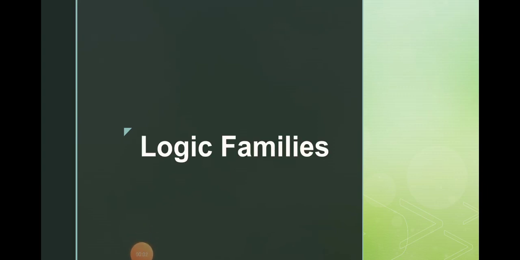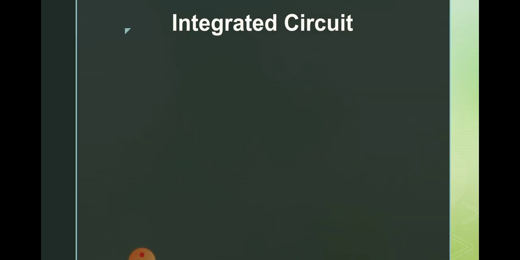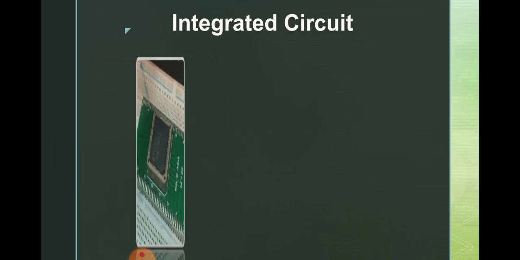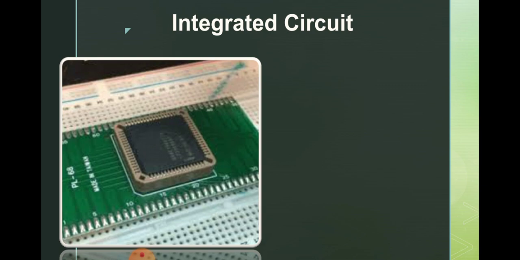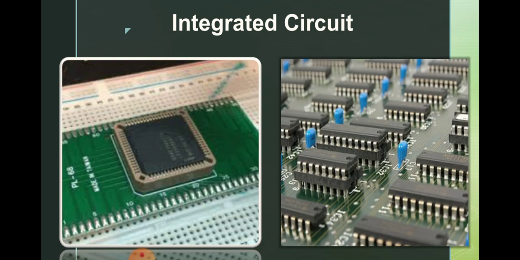Hello friends, today I am going to explain logic families. Basically, there are different types of logic families which are used to fabricate integrated circuits. Integrated circuit means ICs. Here the figure shows the different types of ICs. These are the different types of ICs which are fabricated by using the different logic families, which I am going to explain using the next slides.